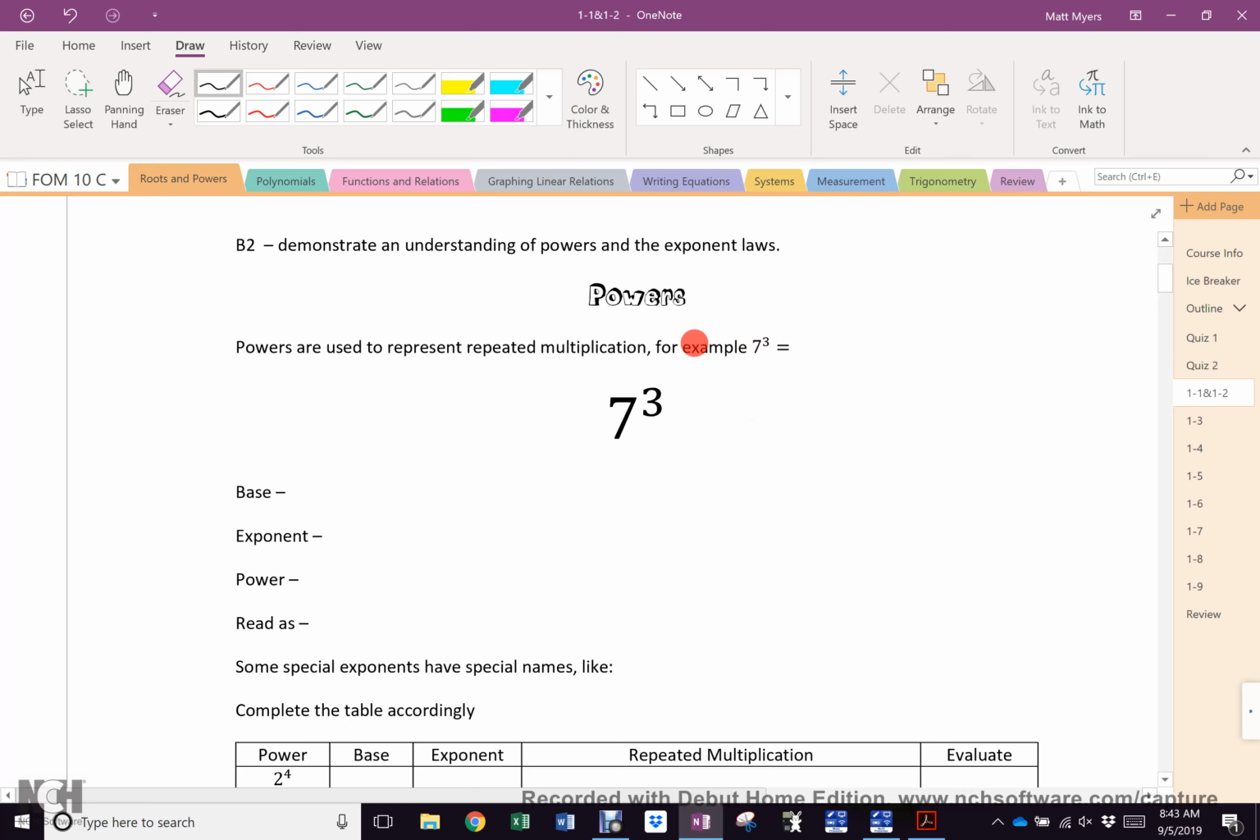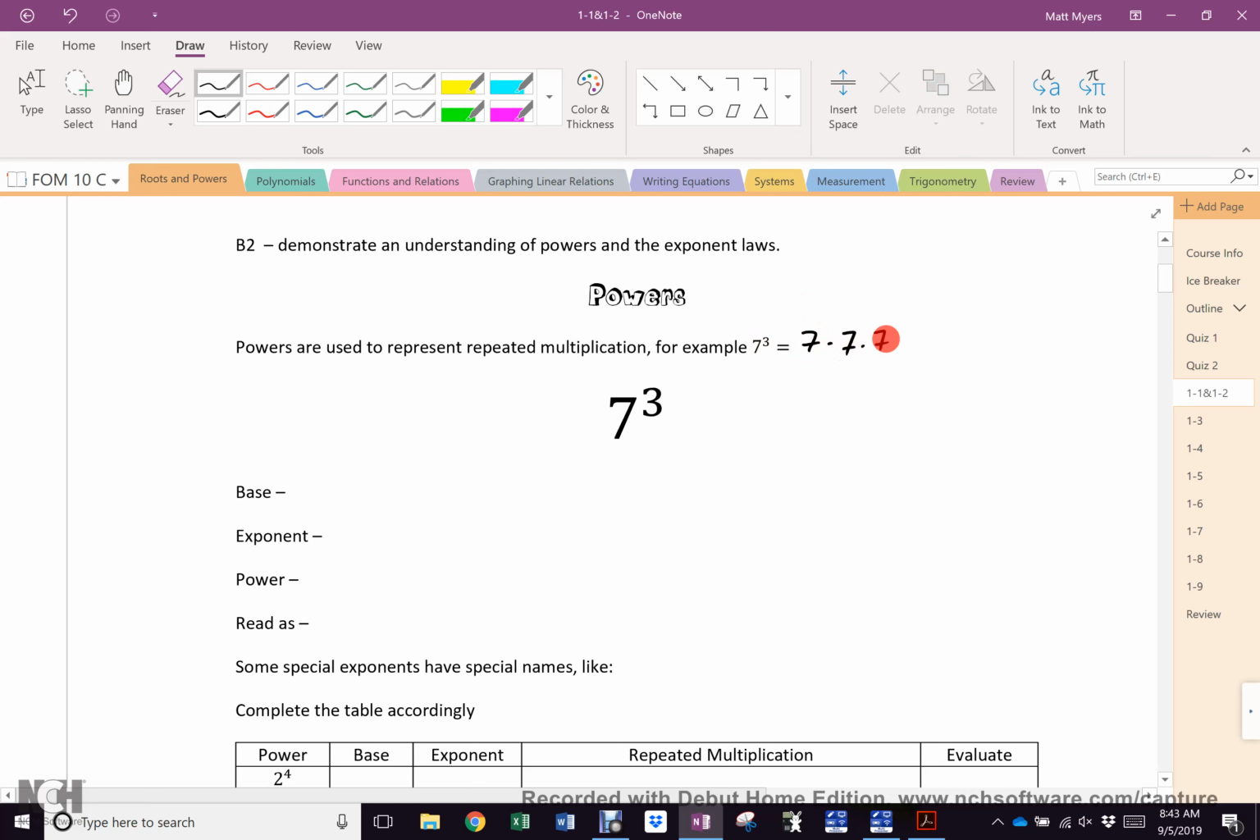Powers. This symbol right here, 7 to the third, it means what? What does that mean? Gideon, hit me. 7 times 7 times 7.